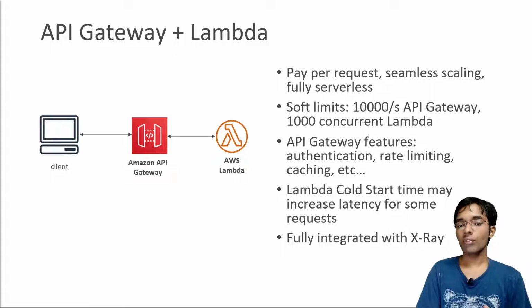Because you have an API Gateway, we get more features such as authentication, rate limiting, caching, API keys, and all the things we have seen before in the API Gateway lectures. Lambda cold start time may add some latency, like 100 milliseconds, for some requests, especially if you are chaining a bunch of these architectures together. We have seen this, but the good thing is that it's fully integrated with AWS X-Ray, so we can get full tracing of all the requests made within your infrastructure and optimize based on that.